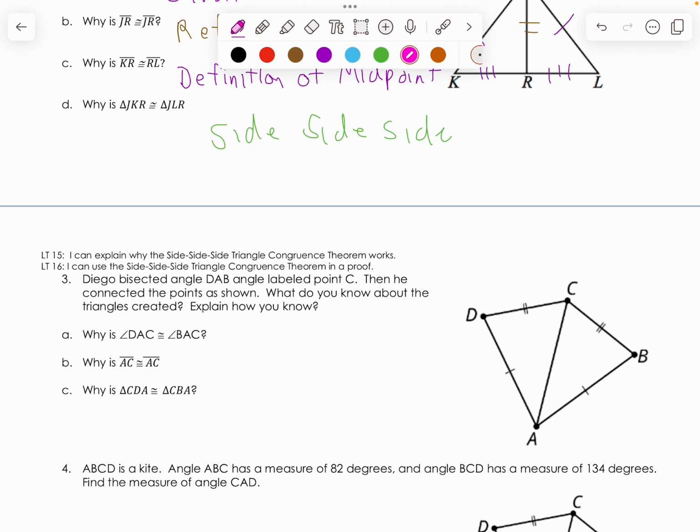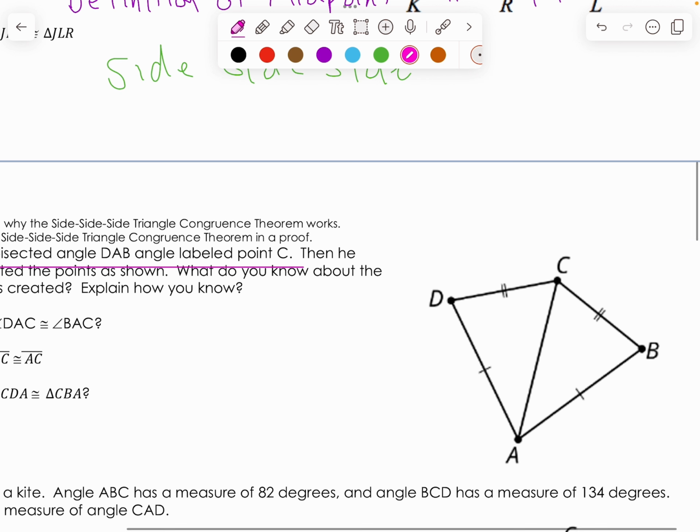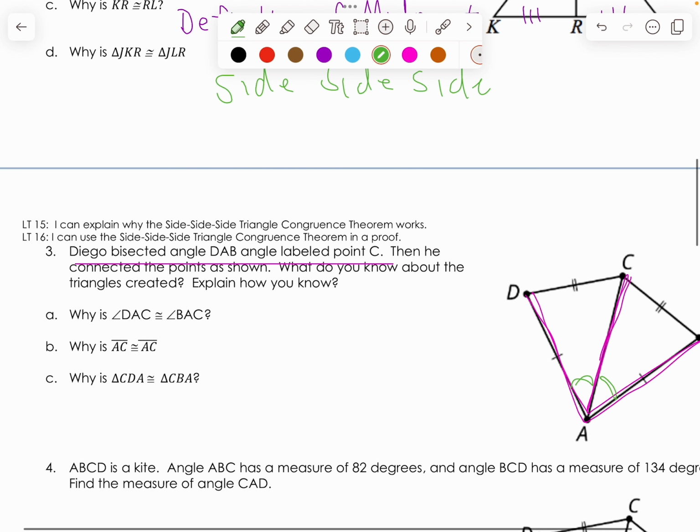So this one, we're going to use some other ones now. Diego bisected DAB. DAB is this angle here. It's being bisected by this. So two congruent angles by angle bisector.